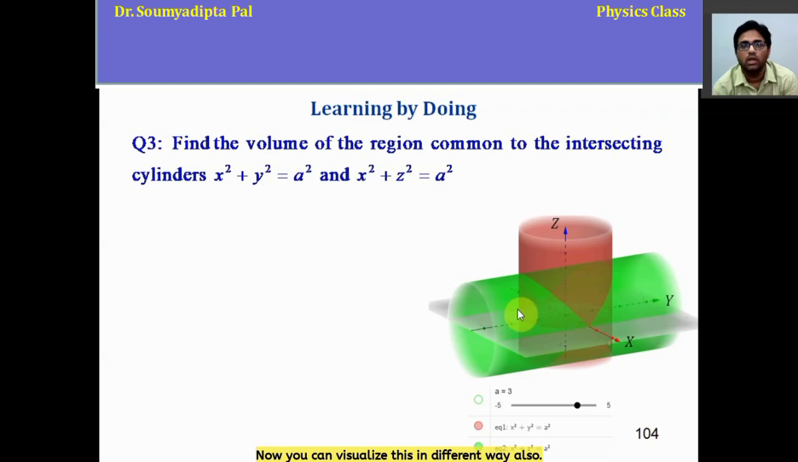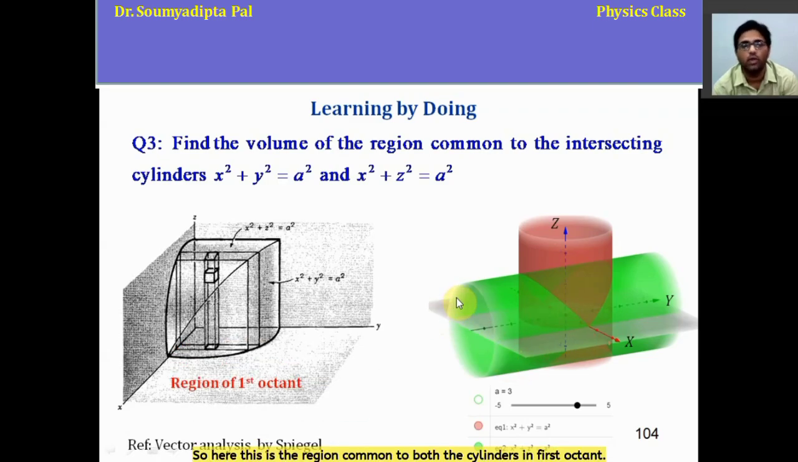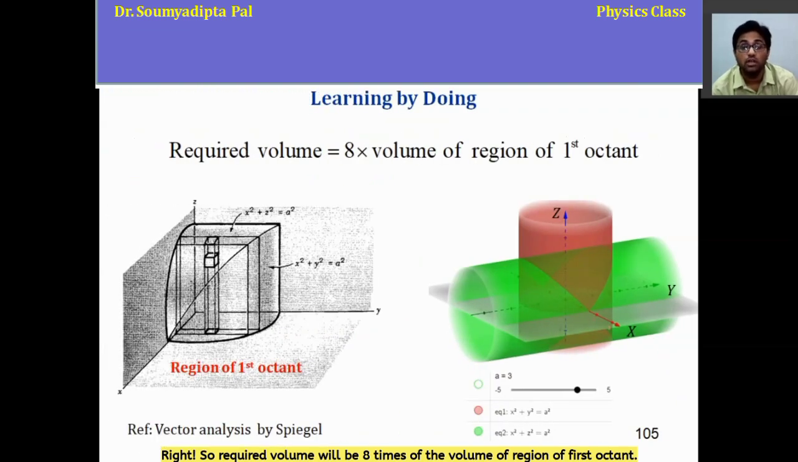Now you can visualize this in a different way also. So here this is the region common to both the cylinders in the first octant. Now the total region which is common to the intersecting cylinders will be 8 times this region of the first octant, right? There are 8 such regions if we include all the octants in 3 dimensions, right? So the required volume will be 8 times the volume of the region of the first octant. Right? Now, let's set different limits of variables of integration.